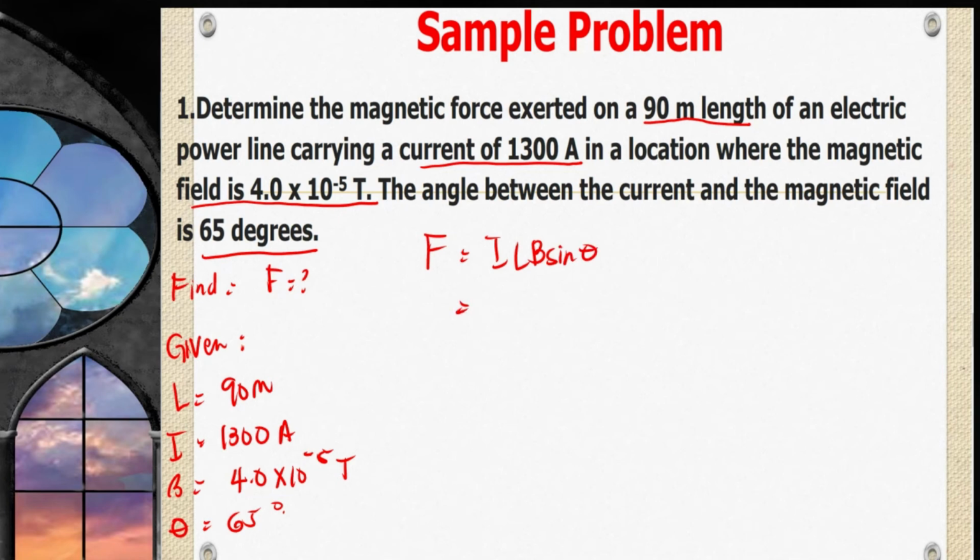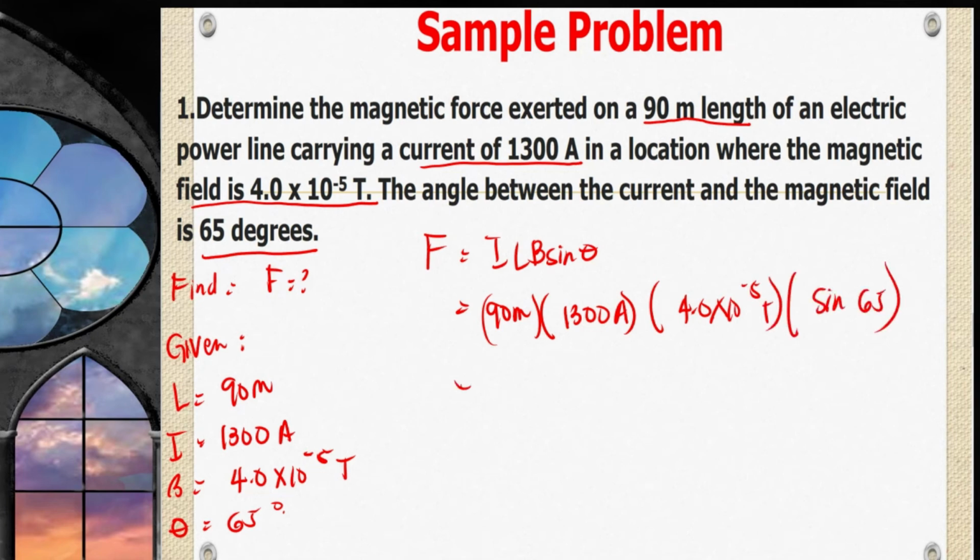Let's substitute. So we have 90 meters times 1,300 amperes times 4.0 times 10 raised to negative 5 Tesla times sine 65. So you have here for your magnetic force, which is 4.24 newtons.